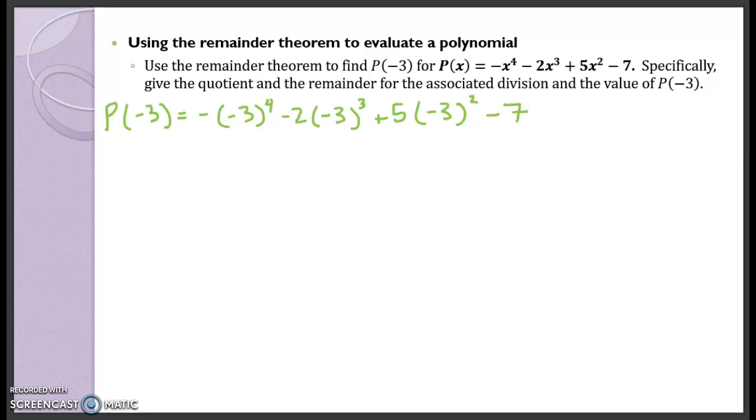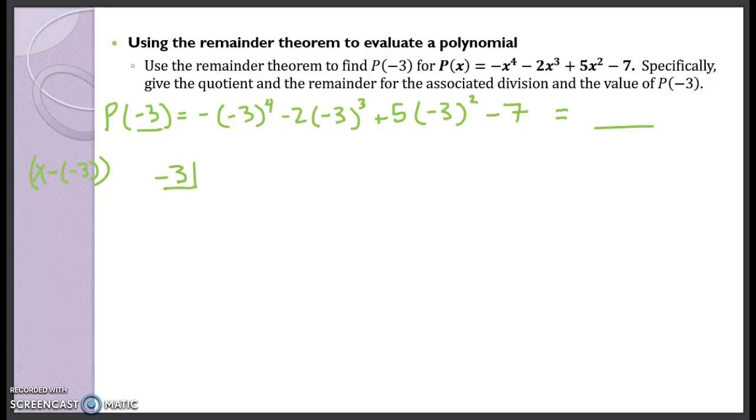What the remainder theorem says is that if I divide this polynomial by x minus c, or what is inside of my polynomial, then I'll end up getting a remainder, and that remainder will equal my polynomial evaluated at that value. So let's do synthetic division.